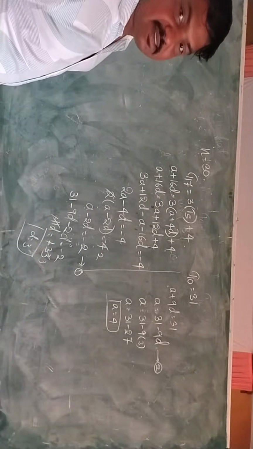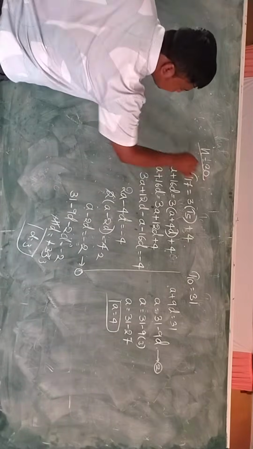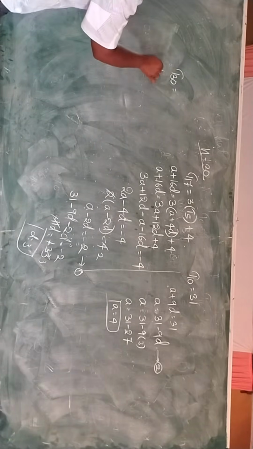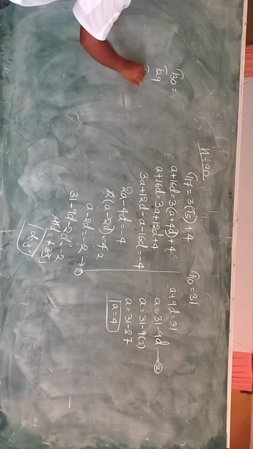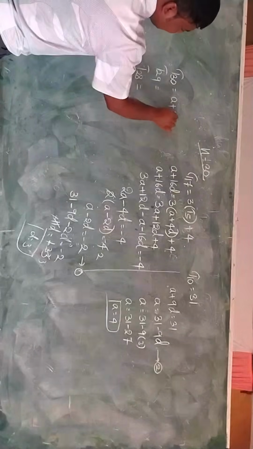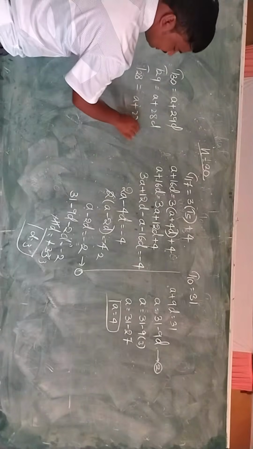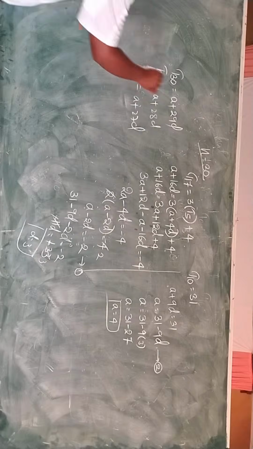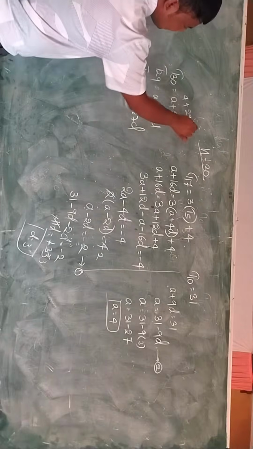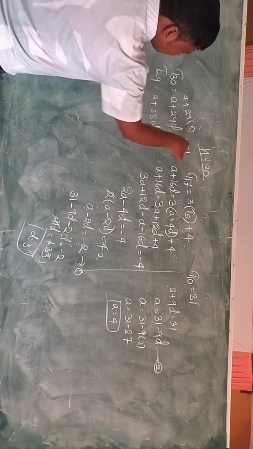We are asked to calculate the last three terms. They said that the AP contains 30 terms. So the last term is T30, the second last is T29, and the third last is T28. T30, T29, T28 are a plus 29d, a plus 28d, and a plus 27d. So a is 4, 4 plus 29 into d, which is 3. 29 3s are 87, 87 plus 4 is 91. So the last term is 91.